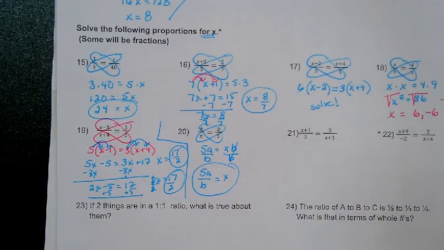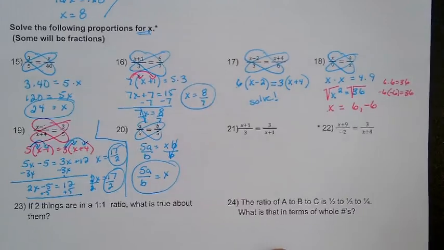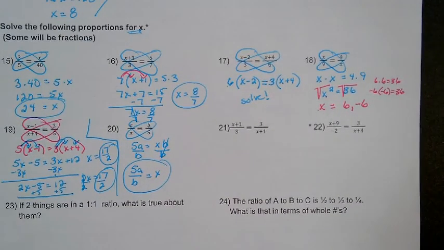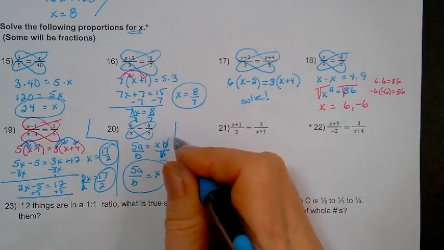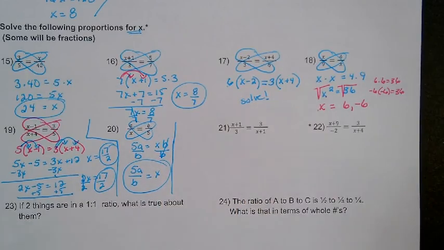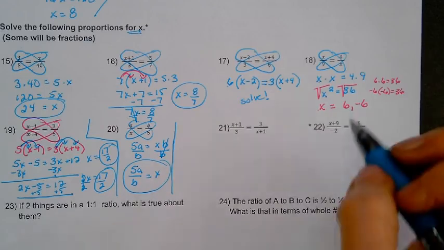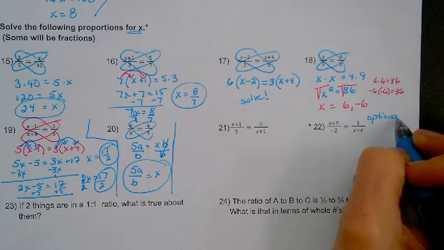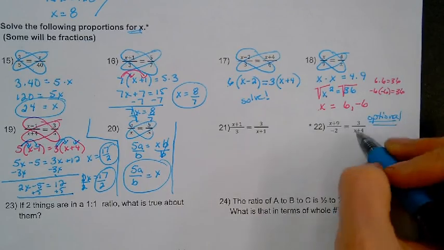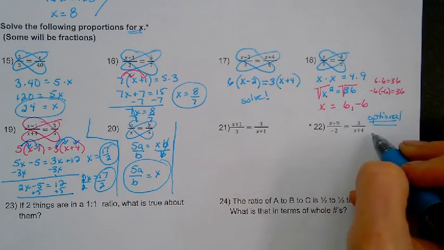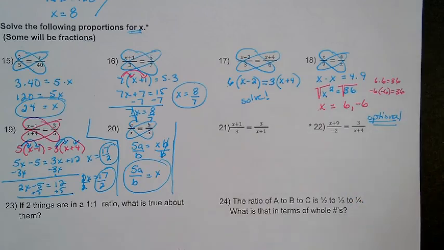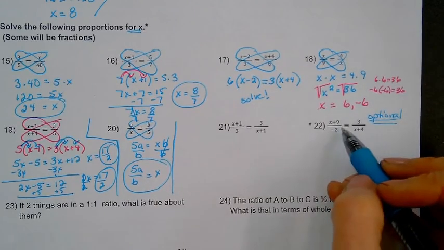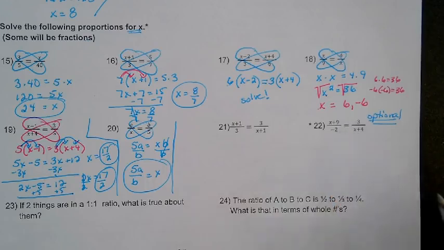Okay, 21. Now I did one like this in class, and I'm going to go ahead and do it here too because it is a little bit more involved. I'm not going to do 22. This one is optional, and it requires multiplying binomials together, factoring, and solving. So I don't expect you to do this one. If you want me to show you, I can show you later.